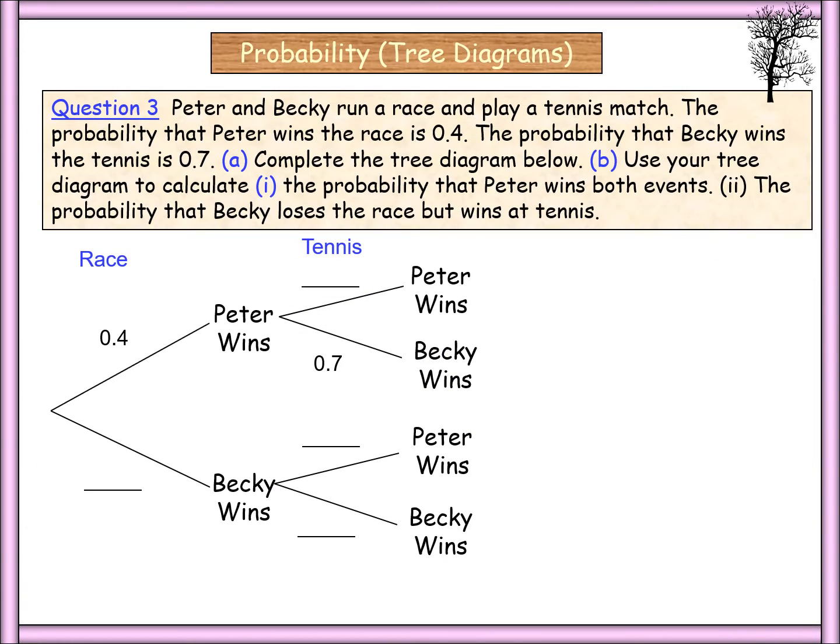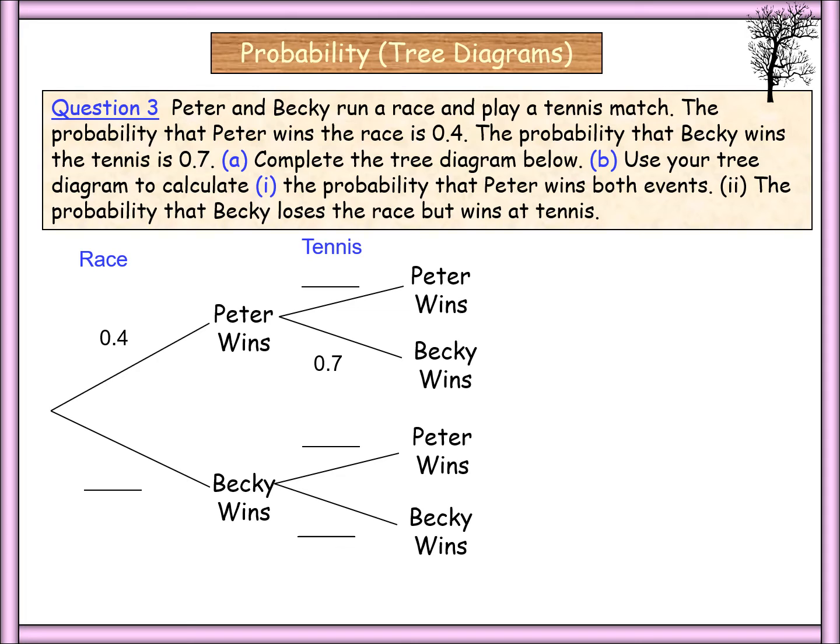So let us have question number 3. Peter and Becky run a race and play a tennis match. The probability that Peter wins the race is 0.4. So for the race, the probability of Peter is 0.4. So for Becky to win the race, it is 1 minus 0.4. Okay, and then the probability that Becky wins the tennis is 0.3. So the probability that Peter wins tennis is 1 minus 0.7. Complete the tree diagram below.